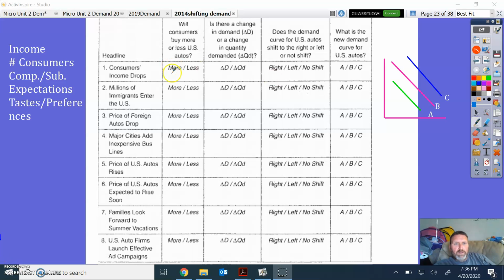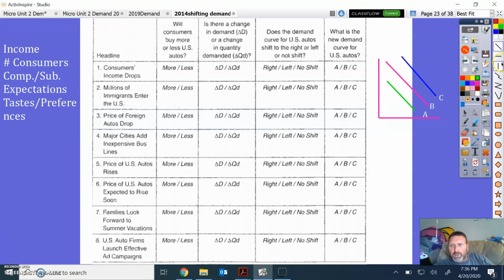And we're back. Okay, so consumer income. I'm going to use the line tool because that's going to be a little bit easier. Consumers' incomes drop. Well, they're going to buy less cars. Anything that shifts the demand curve has to be in one of these 6 things over here on the left-hand side. So, change in demand. It's going to move the curve to the left, letter A.